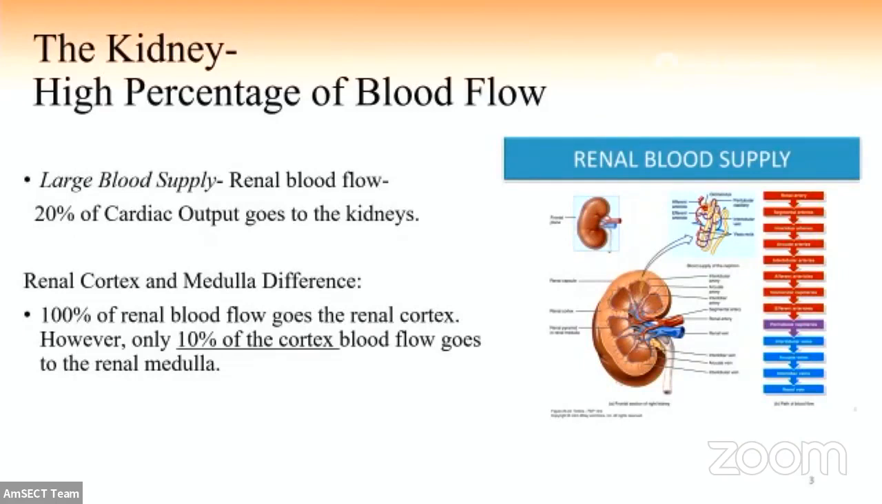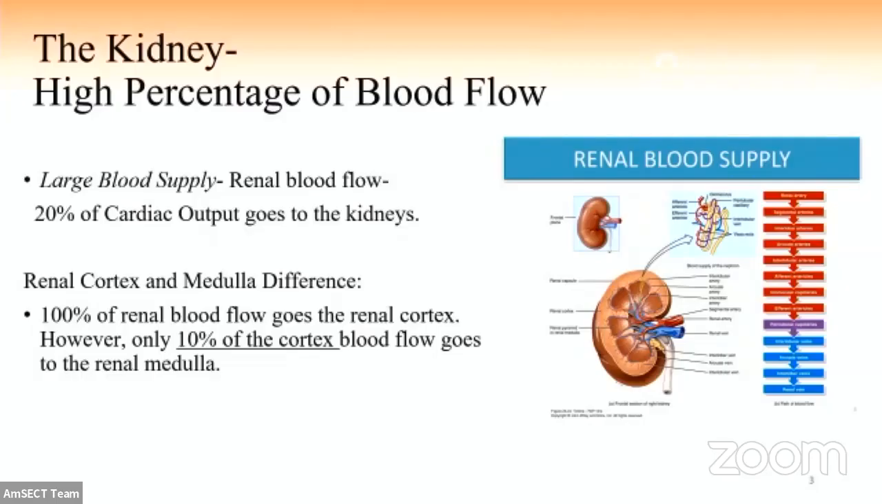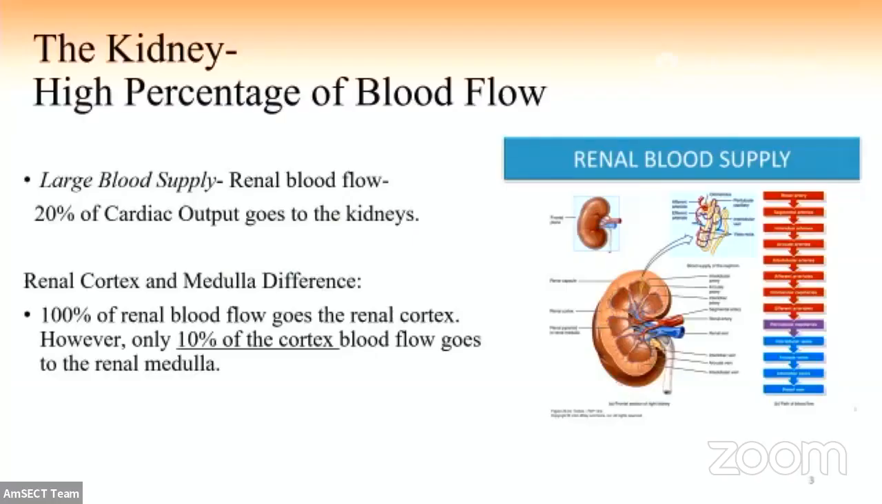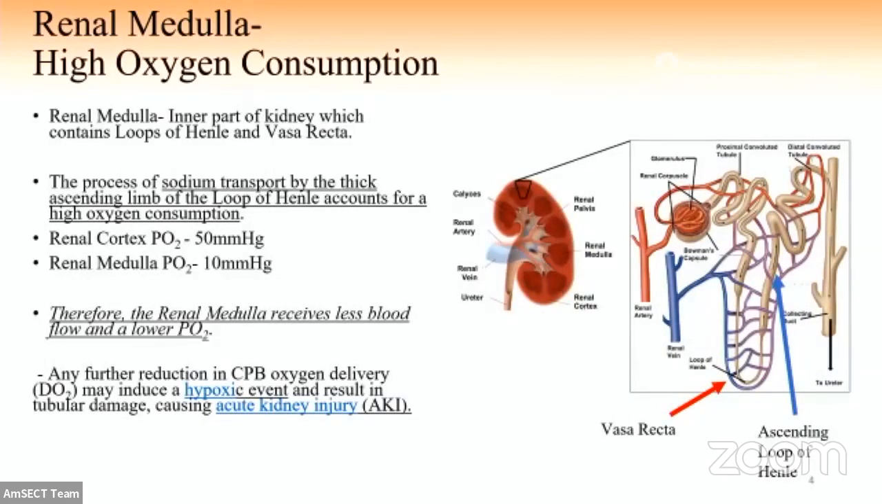So just a little refresher course about the kidneys. We're all going back to school for a little bit here. The kidneys obviously have a large blood supply. The kidneys can be basically defined as the cortex and medulla. Cortex, the outer part, medulla, the inner part. And 100% of the renal blood flow goes to the renal cortex. However, only 10% of that blood flow goes to the renal medulla. So the renal medulla contains the loops of Henle and vasa recta, and the process of sodium transport by the thick ascending limb of the loop of Henle accounts for the high oxygen consumption.